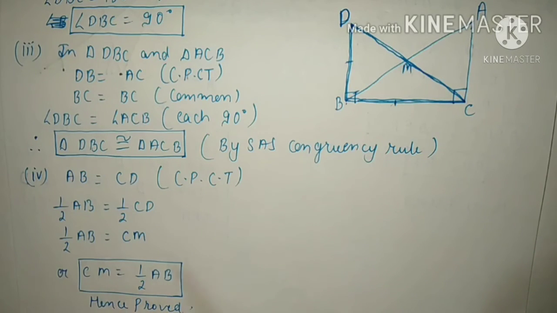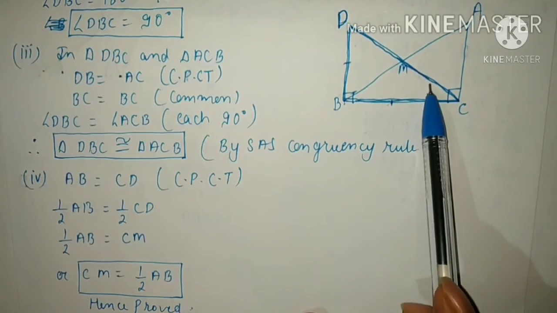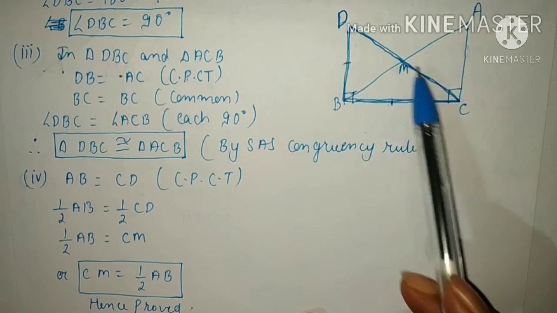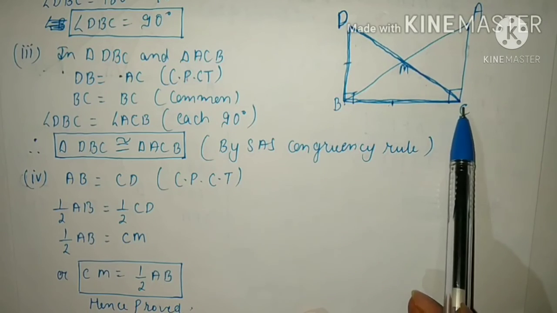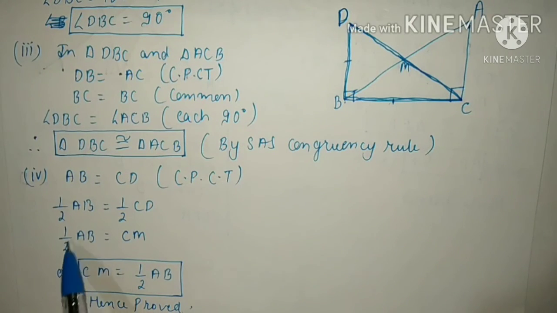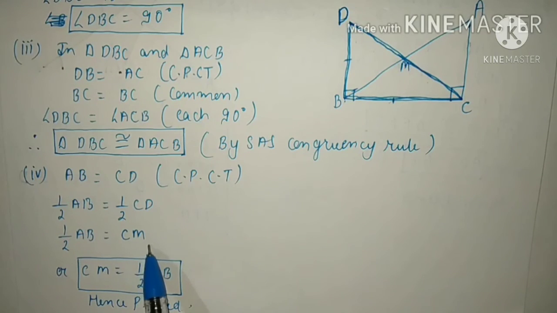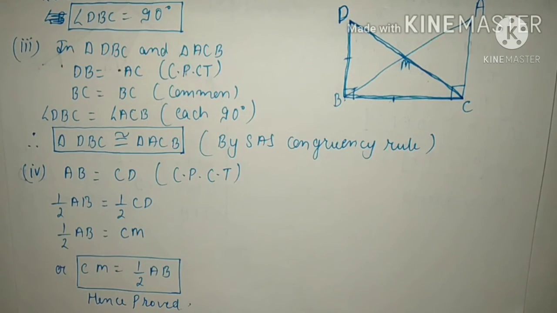And then what is 1 by 2 CD? 1 by 2 of this CD is equal to CM, because this M is the midpoint. So these both parts are equal. So half of CD will be equal to CM. So write here CM. Half of AB equals CM can be written as CM equals half of AB also. And this is what we have to prove. So we can write hence proved.